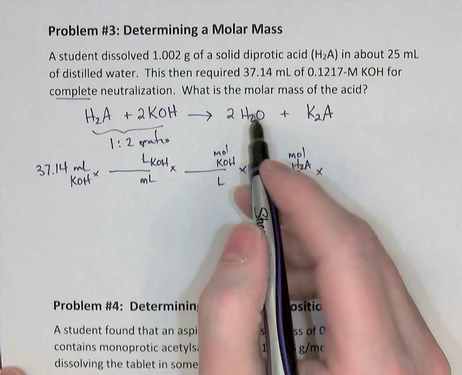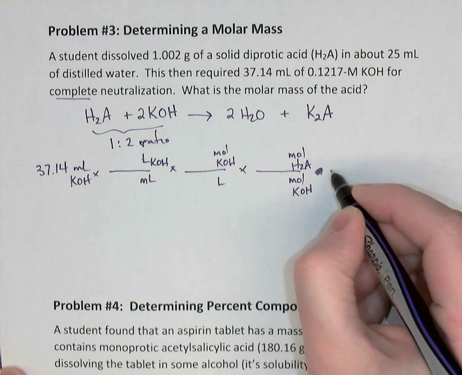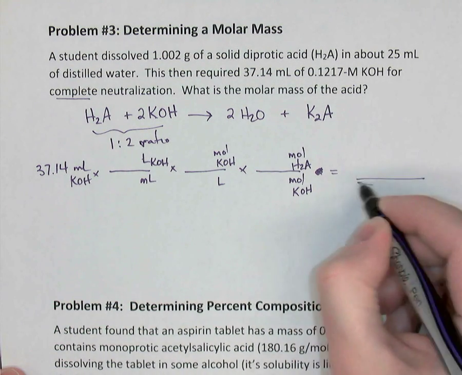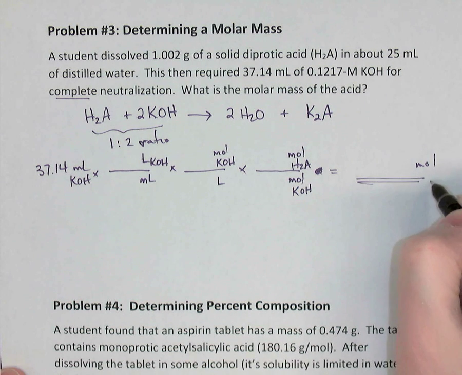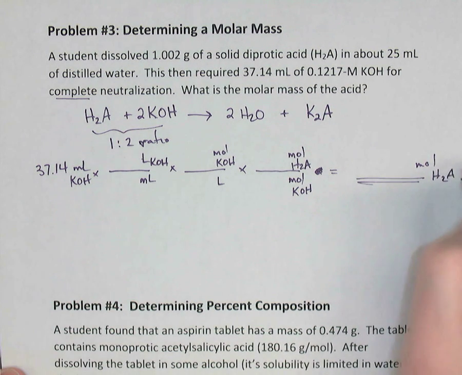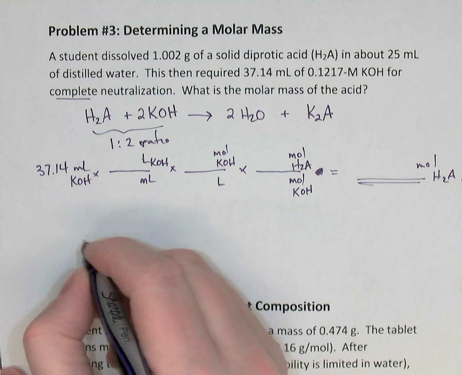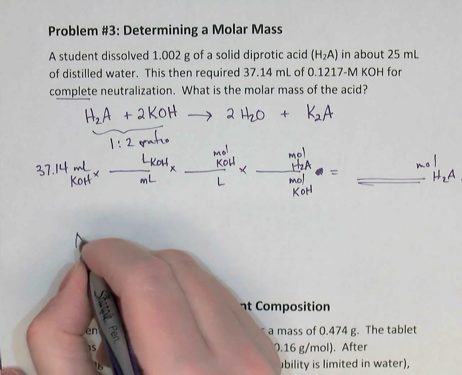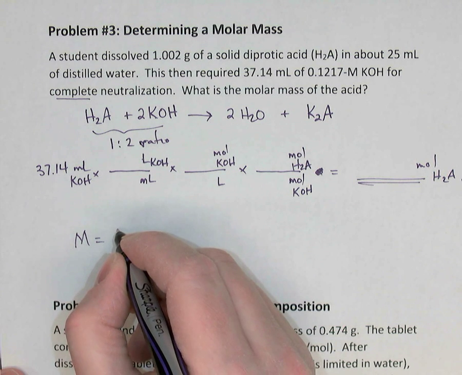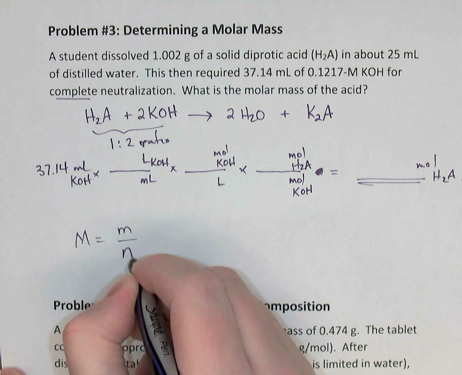And then we're trying to find the molar mass. So actually, I'm going to stop there and just get moles of the acid. That's what I'm going to use my unit multipliers with. And then I'm going to go find the molar mass with a little formula that we know. Molar mass is equal to mass divided by moles.